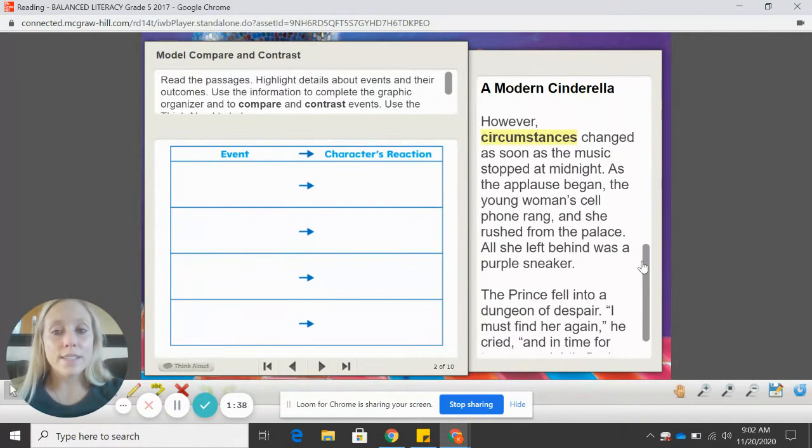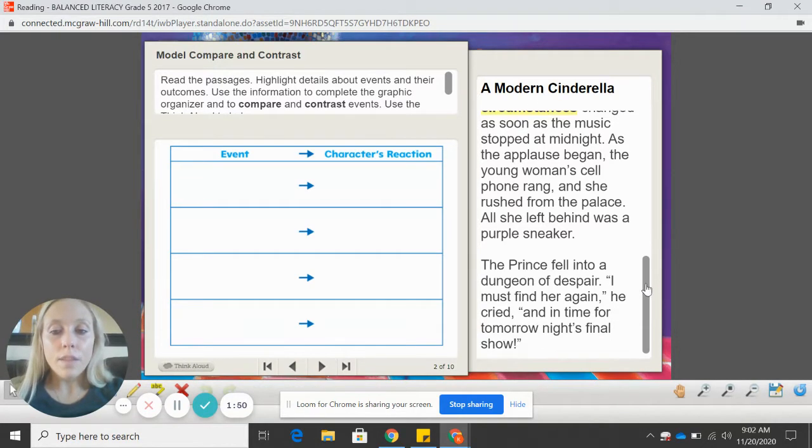However, circumstances changed as soon as the music stopped at midnight. As the applause began, the young woman's cell phone rang and she rushed from the palace. All she left behind was a purple sneaker. The prince fell into a dungeon of despair. "I must find her again," he cried, "and in time for tomorrow night's final show."